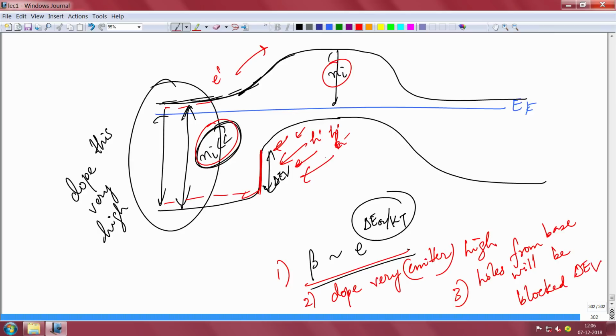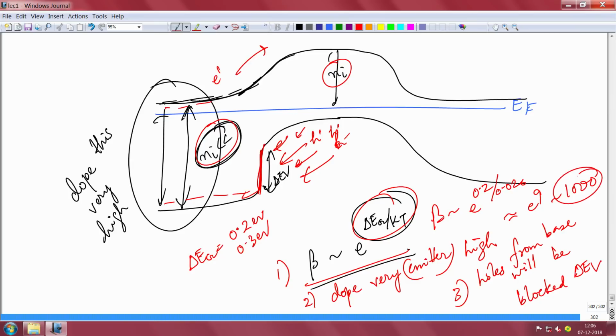So, in this HBT, with delta EV by delta EC total, even if this band gap difference is only say 0.2 eV or 0.3 eV, it is exponentially dependent. So, your gain will increase by e to the power 0.2 by 0.026, which is almost e to the power 9. E to the power 9 is like 1000. So, your gain will probably increase by 1000 times. Can you believe that? Your gain will increase by 1000 times.